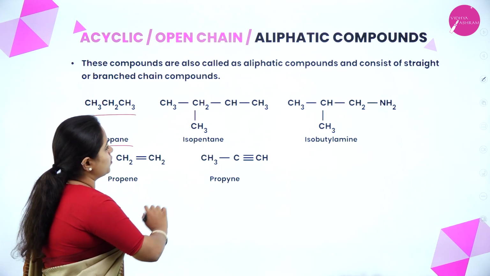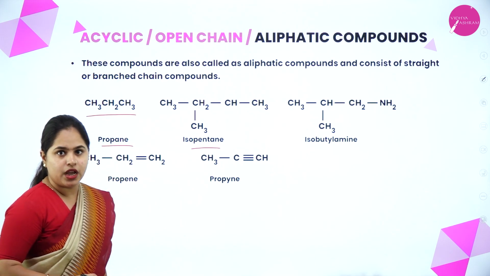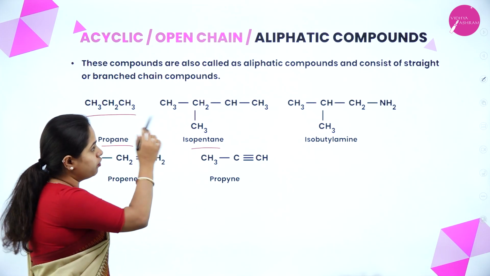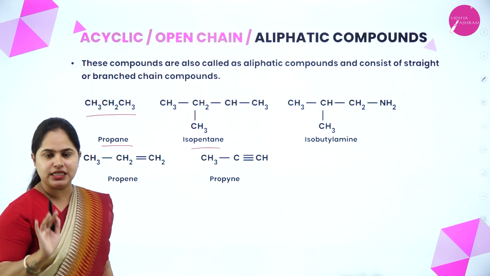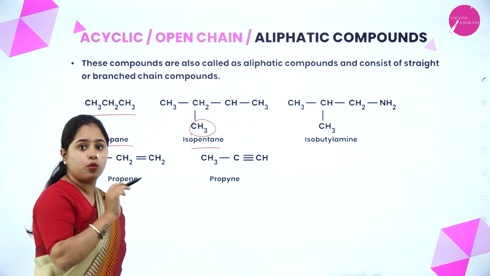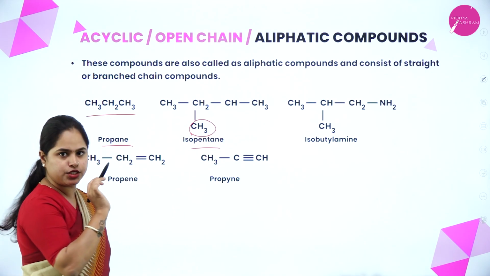Now moving on to the next one, that is isopentane. Isopentane, how many carbon atoms? 1, 2, 3, 4, 5, right? A total of 5 are there. So in this case also, one branch is there. Even though a branch is there, still it is aliphatic, no ring-like structure, right?